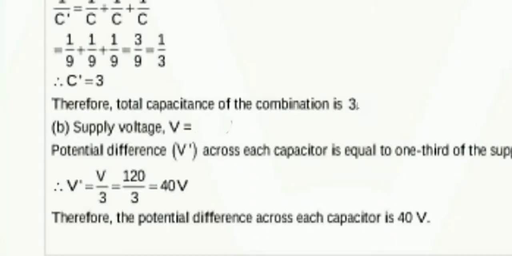Now these 3 capacitors are connected to a 120 volt supply. So what is the supply voltage? 120 volt. And we are asked to find out the potential difference across each capacitor. The total voltage 120 volt is divided equally among the 3 capacitors. So the potential difference across each capacitor is the total voltage 120 volt divided by 3, which is 40 volt. So potential difference across each capacitor is 40 volts.